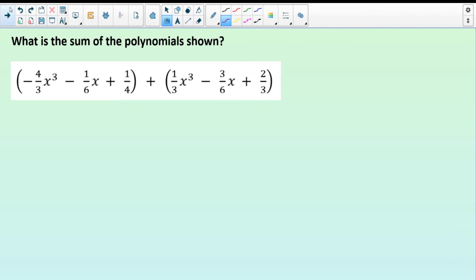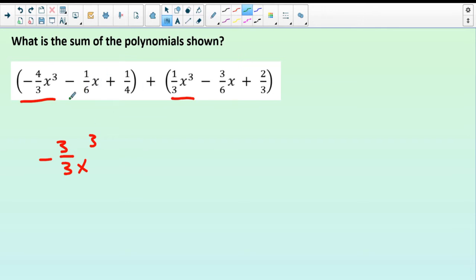Let's do another one. This one's even trickier now because I've thrown in some fractions. So let's go ahead and add these together. This one is an addition problem, so I don't have to change any of these signs. We're just going to leave them how they are. Let's start by looking at this x to the third, this x to the third, so I can add those. This one's negative 4 thirds plus 1 third. That's going to give me negative 3 thirds x to the third, and that's actually going to reduce. If I divide 3 by 3, that would reduce to just a negative 1.